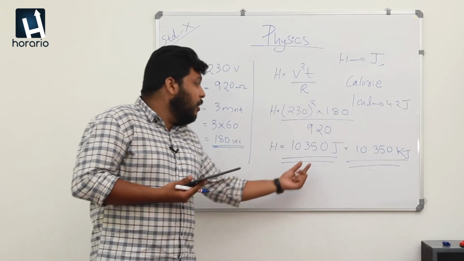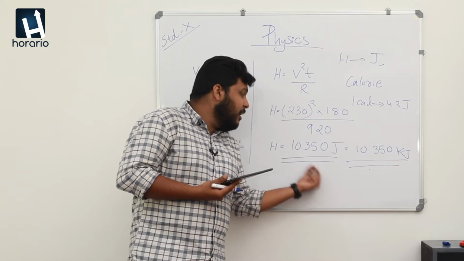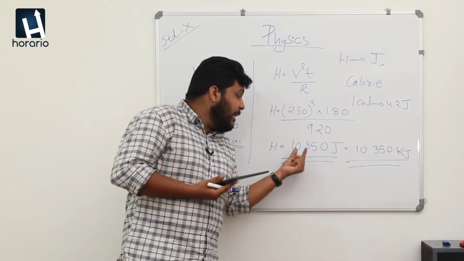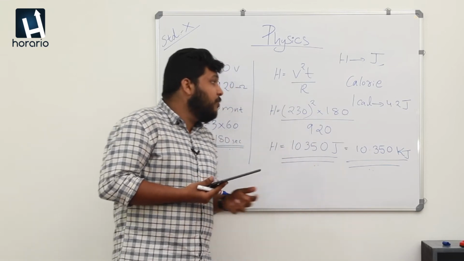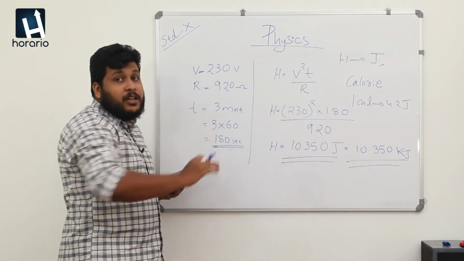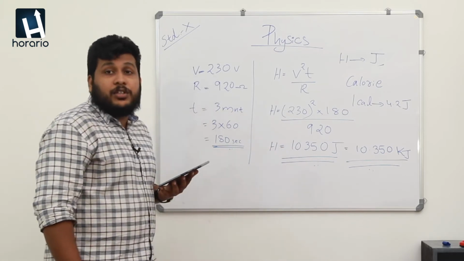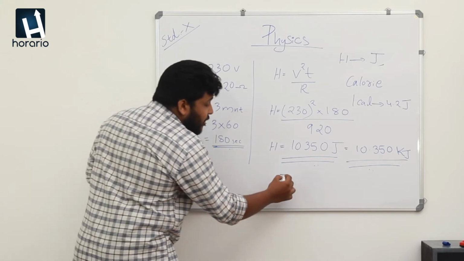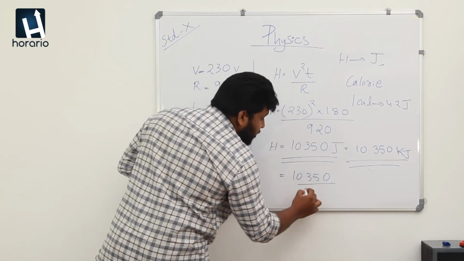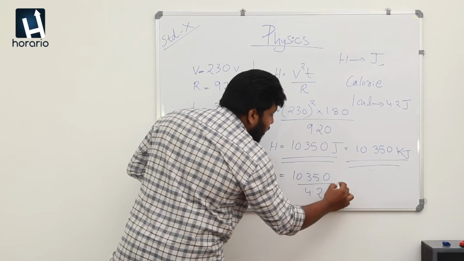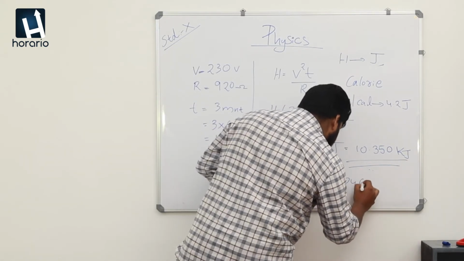So, how many calories of heat energy is derived here or given here? Here the joule value is 10,350. From here we want to find how many calories will be 10,350 joules. For finding that, we can simply divide that value with 4.2 and we will get a value.